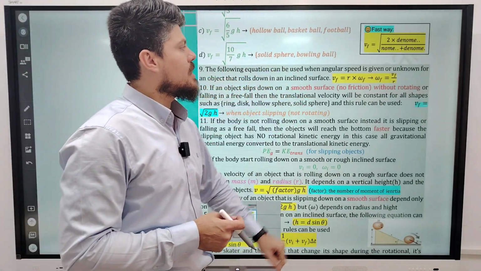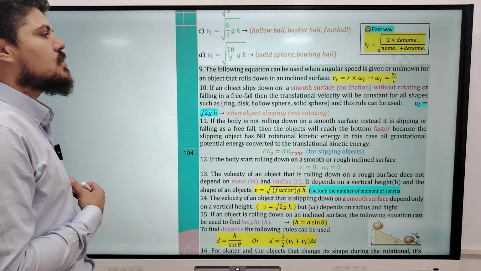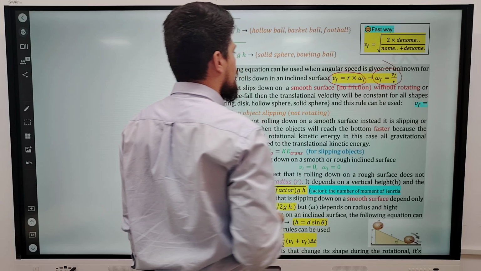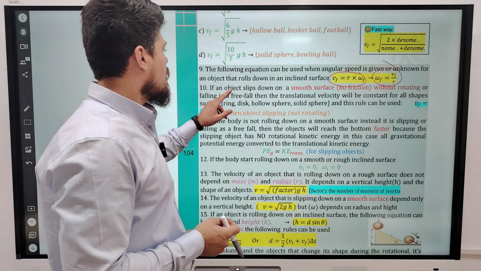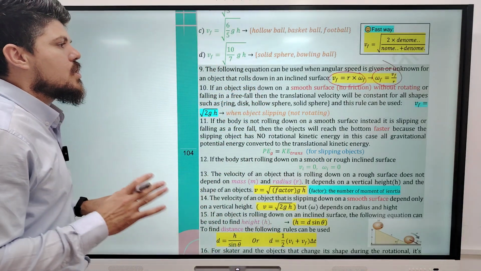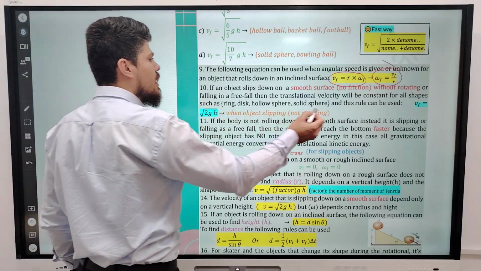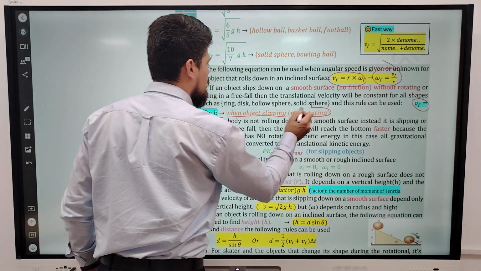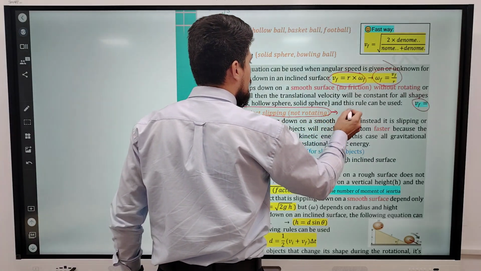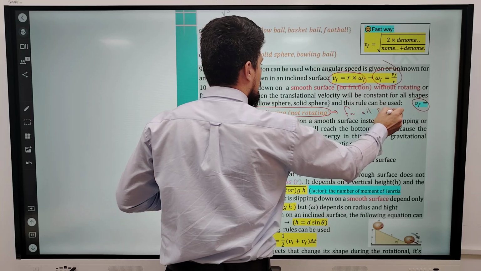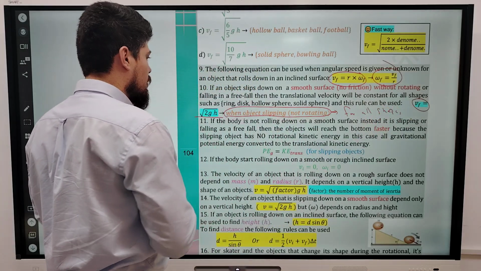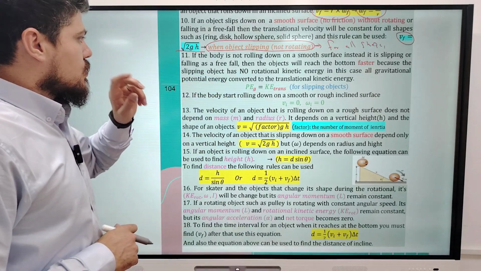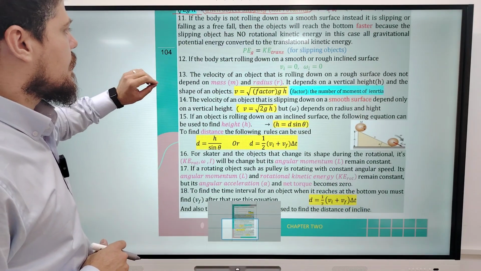The following equation can be used when the angular speed is given or unknown for an object that rolls down an inclined surface. So v final is equal to Rω, and ω is equal to v over R. If an object slips down on a smooth surface, no friction, without rotating, in that case v final is equal to what? Is equal to √(2gh). When the object is slipping, not rotating, for all shapes. Okay? For all shapes. So in that case, gravitational potential energy is equal to translational kinetic energy.